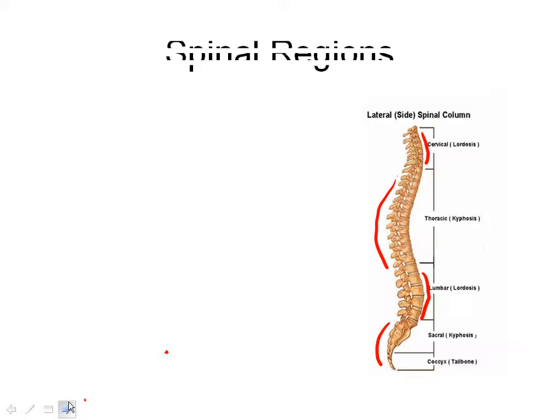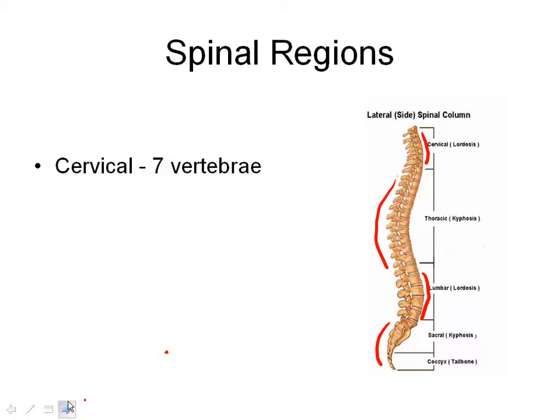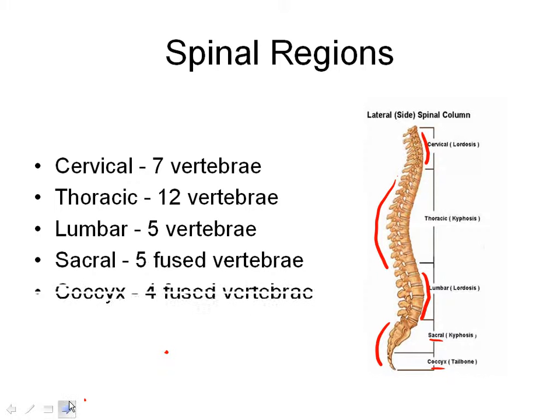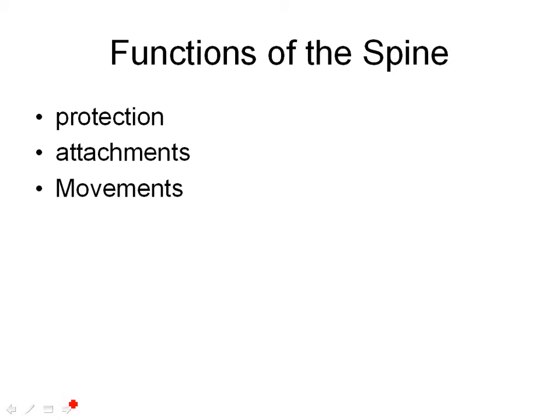Okay. See if I can get the rest of this up here. Alright, so we said we had 7 cervical vertebrae. We have 12 thoracic vertebrae, and then we have 5 lumbar vertebrae. If we look at the sacrum and the coccyx, we know that there are fused vertebrae in those regions. So we have 5 fused vertebrae in the sacral region and 4 fused in the coccyx region.